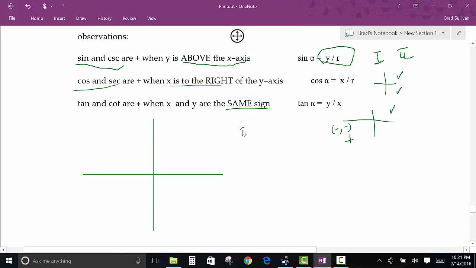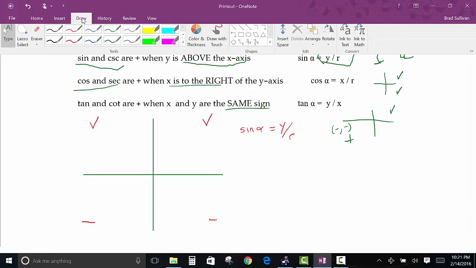If you looked at the sine of alpha, its definition is y over r. So the question is, where is y positive? Well, y is positive up there and up there. Y is negative there and there. So that's how the sine would go, like that. I'll try to color code this and be high tech here.